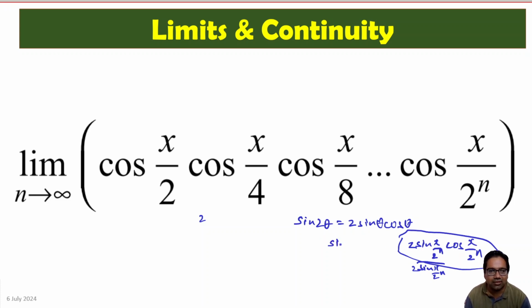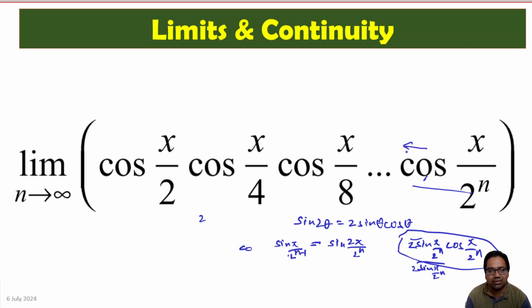What is sin 2θ? Sin 2 times x/2^n. What does that mean? Sin(x/2^(n-1)). So once we multiply this term with 2 sin(x/2^n), this term and this term together will reduce to sin(x/2^(n-1)). So that will help us in our next term.